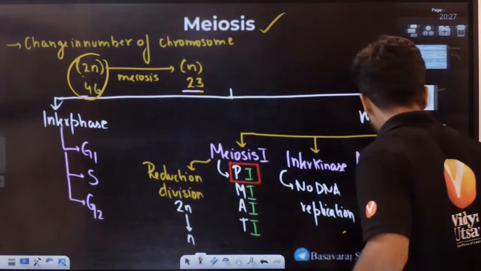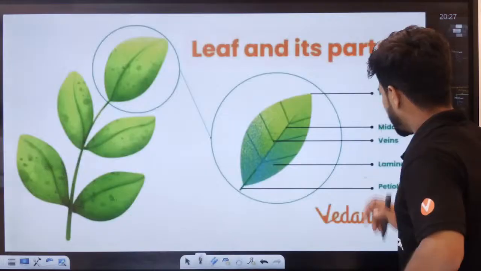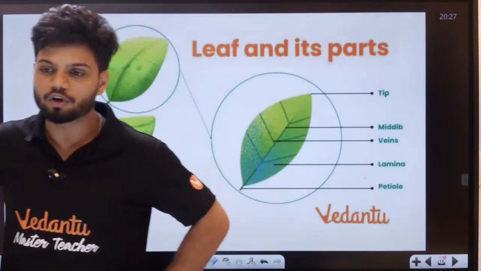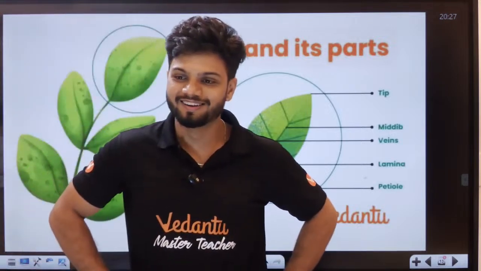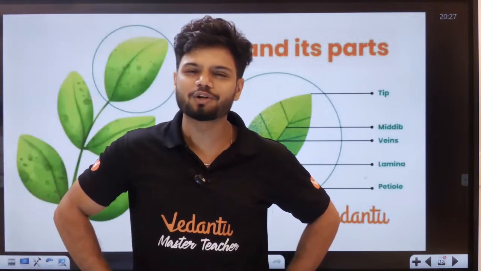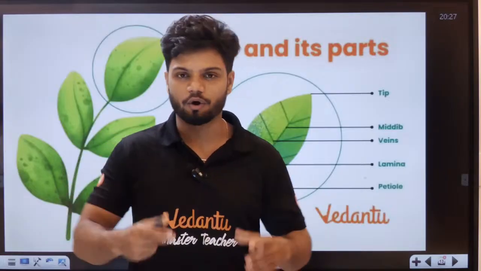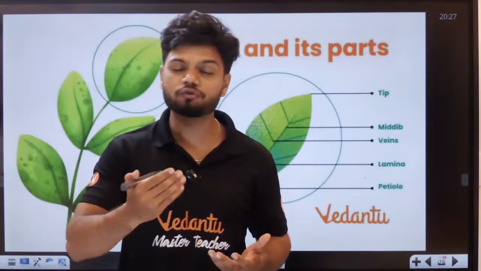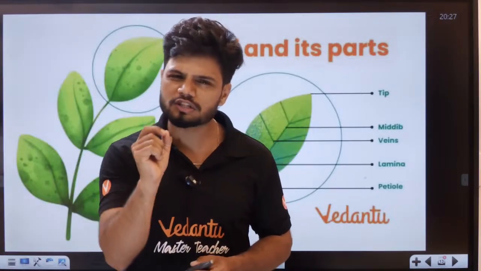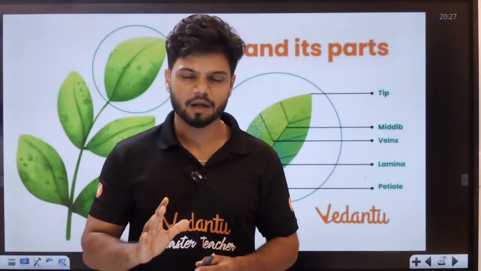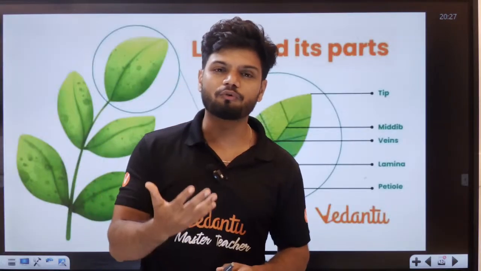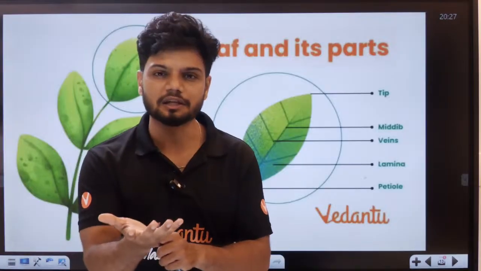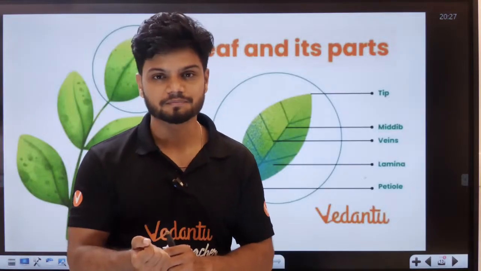Okay, now this is basics. Now, how can we talk about plants, students? How can we talk about plants and not include the leaf? All of you should know, without a leaf a plant cannot survive. Leaf is the most important part of a plant, because the entire process of photosynthesis starts with a leaf.